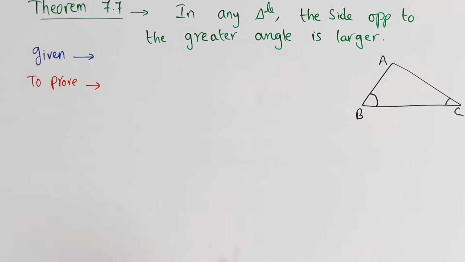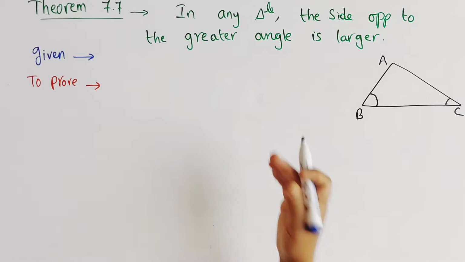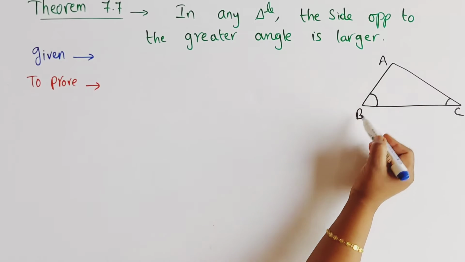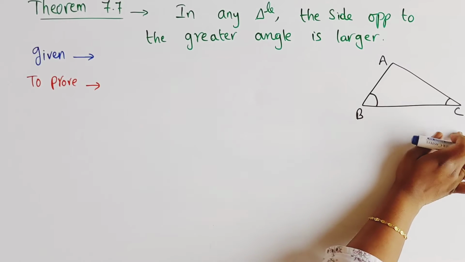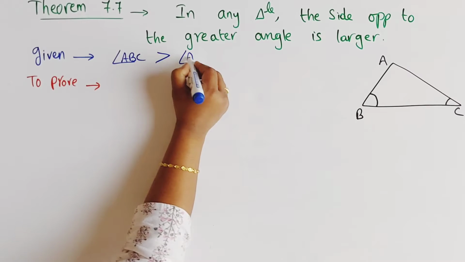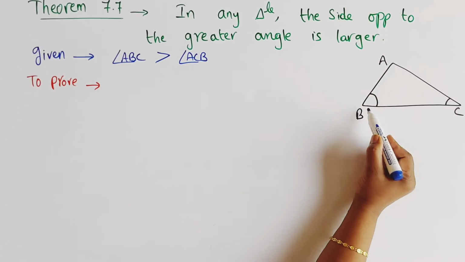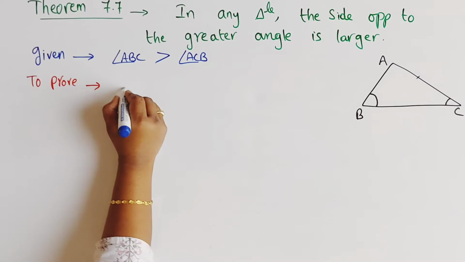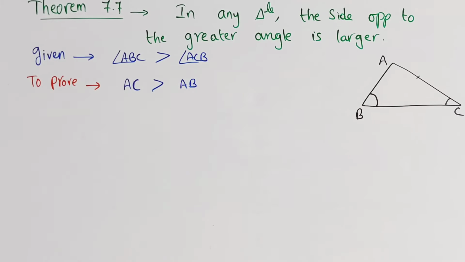Theorem 7.7. In any triangle, the side opposite to the greater angle is larger. That means they have given the angles. The side opposite to the greater angle, angle ABC is a greater angle than angle ACB. Right, children? So given that angle ABC is greater than angle ACB, in any triangle, the side opposite to the greater angle. This is the greater angle, so we have to prove that this side is the greater side. That means AC is greater than AB. We need to prove that AC is greater than AB.